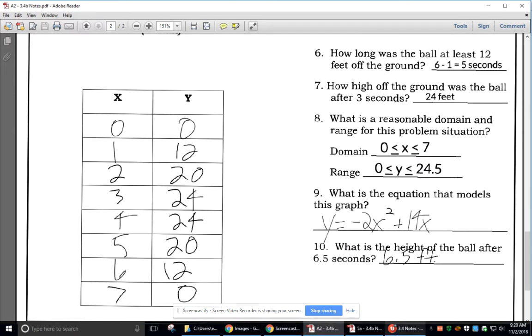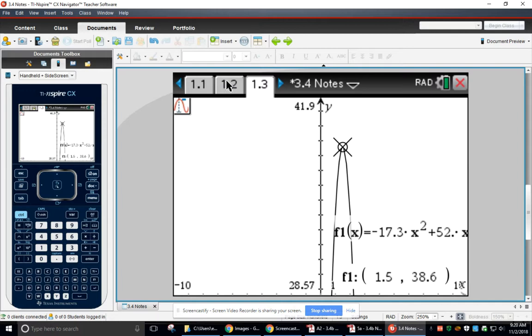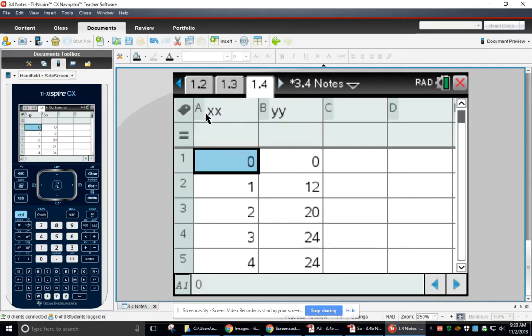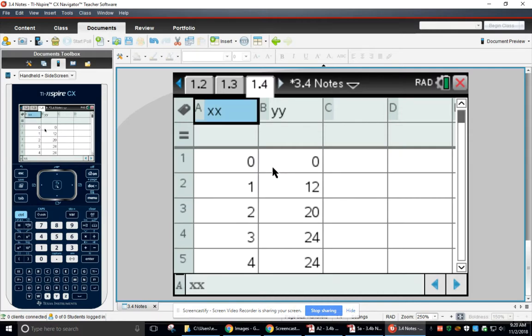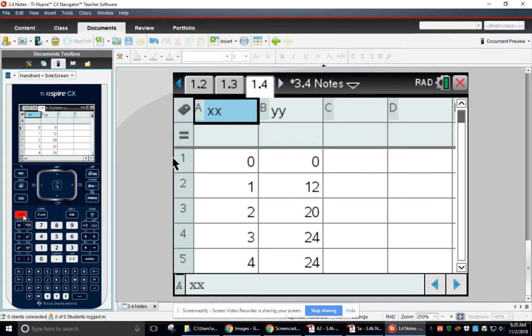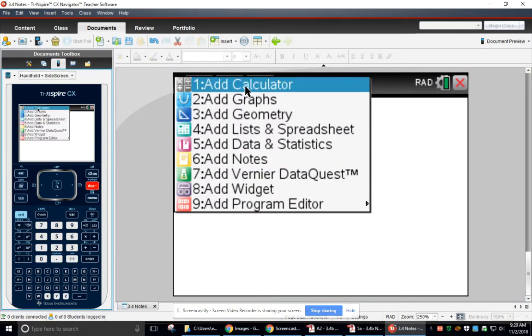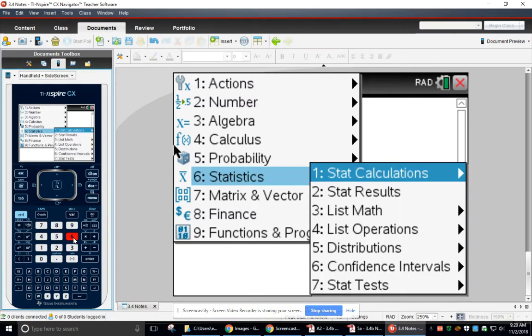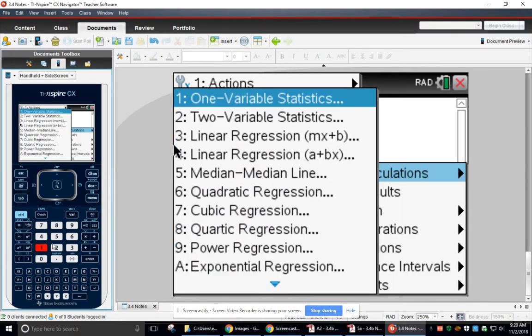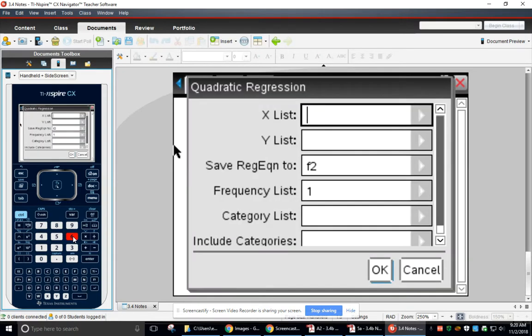Okay, so I went to my graphing calculator and I typed it in. For this one, I use X X and Y Y. So here's everything typed in. All right, I'm going to go Control, Doc 1, and then I'll go Menu 6, Statistics, Stat Calculations 1, and then number 6, Quadratic Regression.